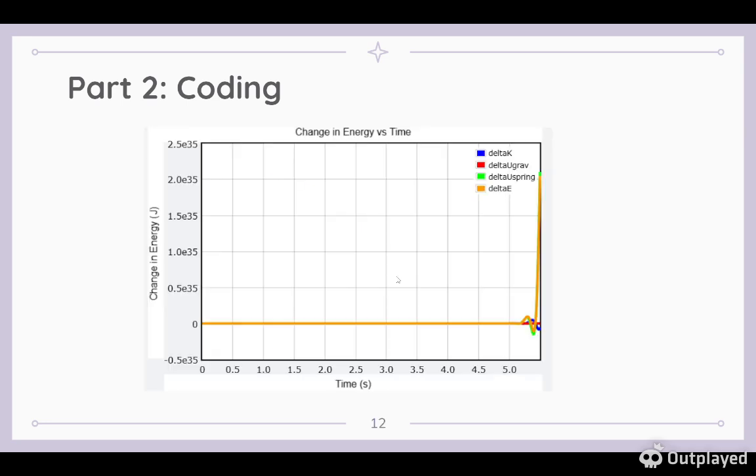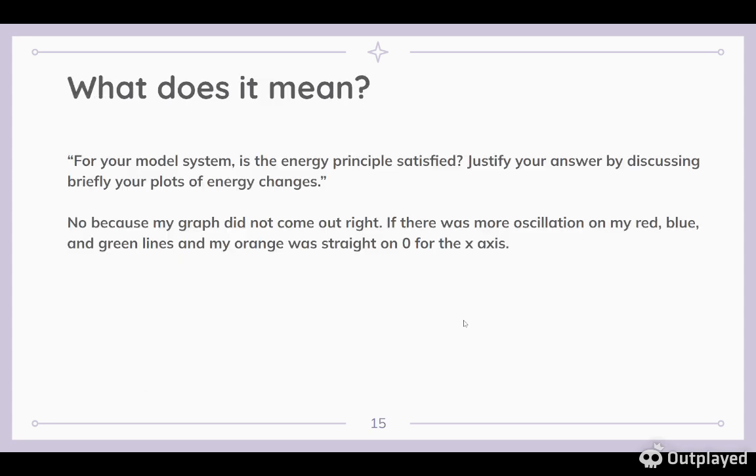This was my graph. It is very wrong. It oscillated while it was in motion, but I'm not too sure why it only presented itself at the end.